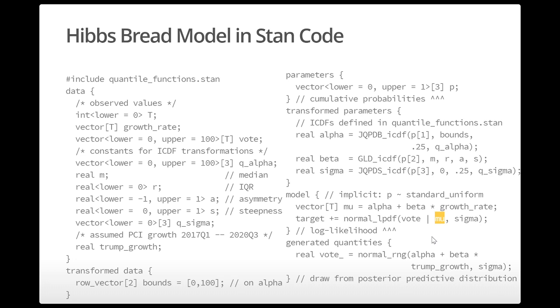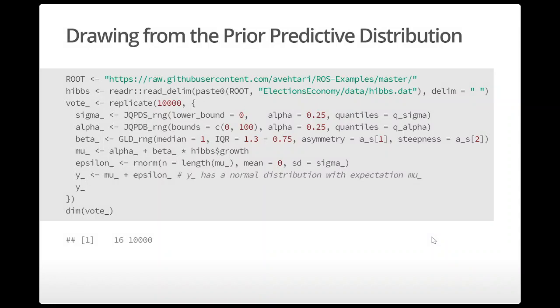Questions? Explain what is it in the matrix? So 16 is like every election, and then every column is like a draw from the posterior distributions. What is the 10,000 thing? Prior predicted distribution, yes. So there's 16 elections, and our beliefs about each of those 16 elections with 10,000 draws.